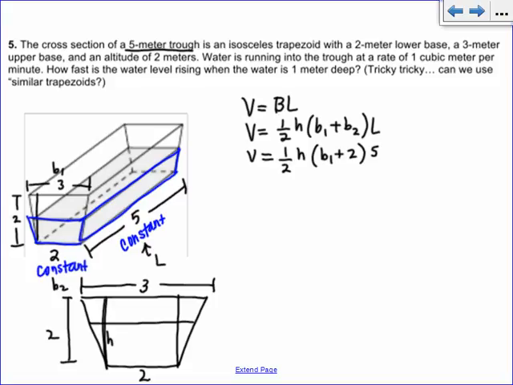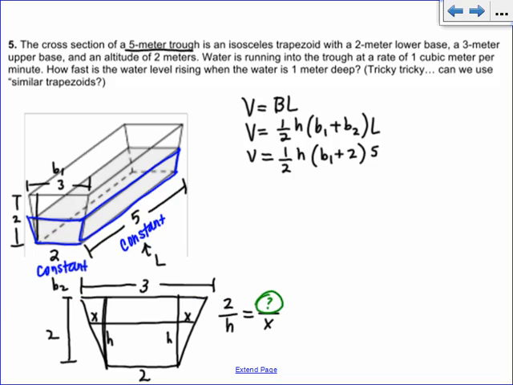Okay, so I'm going to call this x here and x here. And that's h as well. So I start to set it up and I'm like, okay, well 2 is in the same location as the height, 2 over h equals something over x. Who can tell me what number goes right here? Good job. How'd you get it?